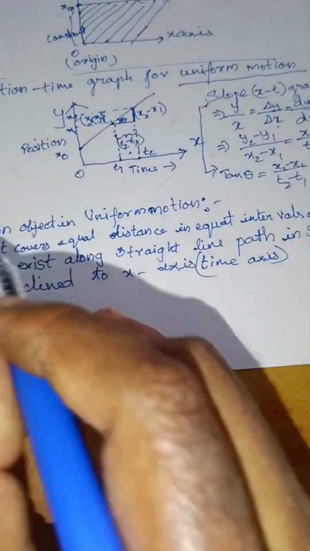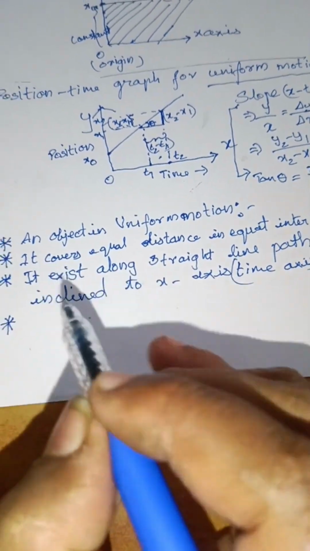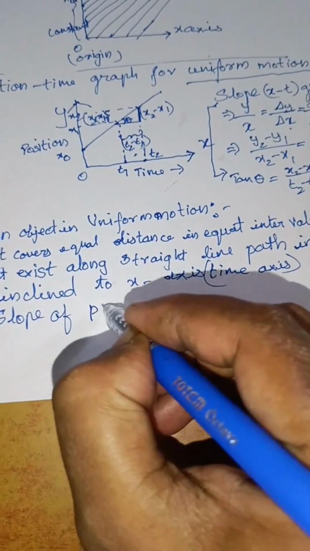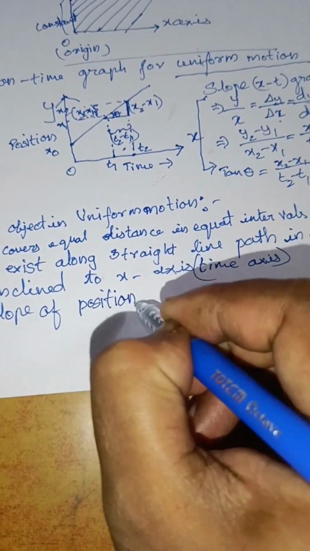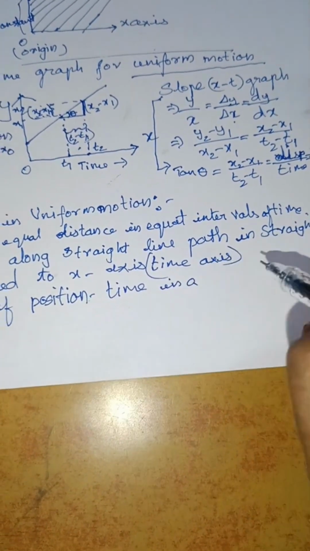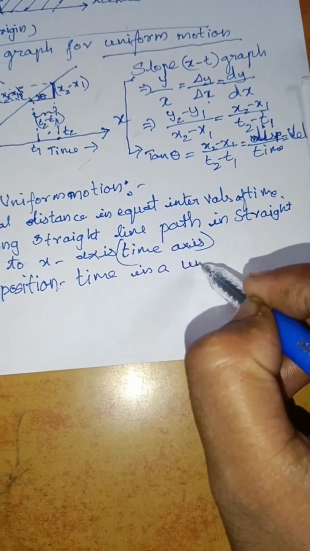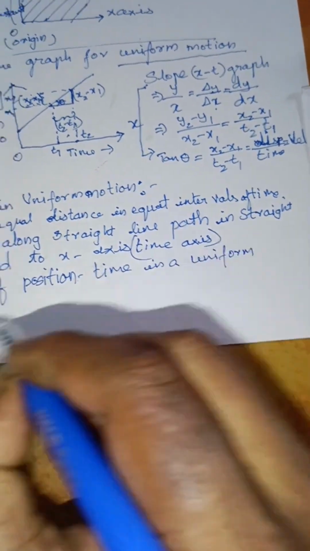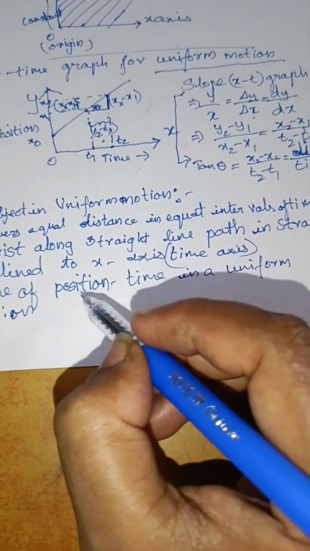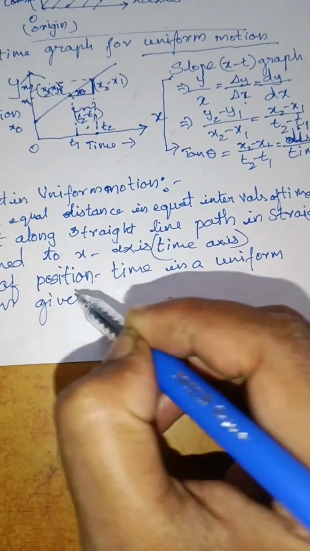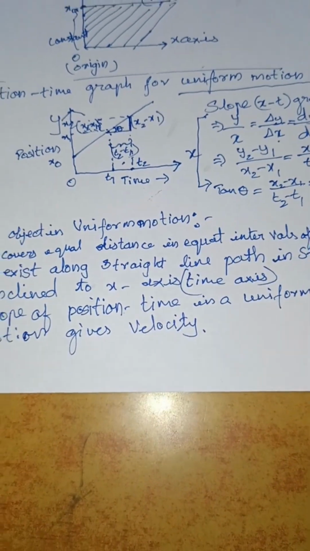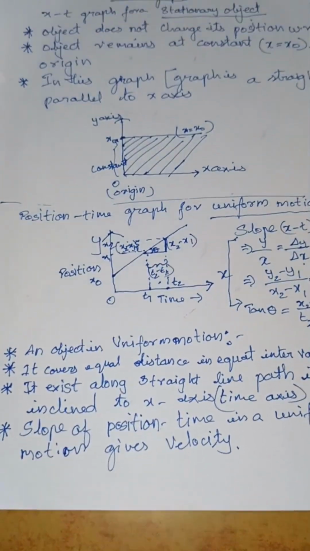So at last, you have to write the final conclusion point. What is the slope of the position time graph for a uniform motion? The slope of the position time graph for a uniform motion gives velocity. It always gives velocity. I hope you will be very clear.